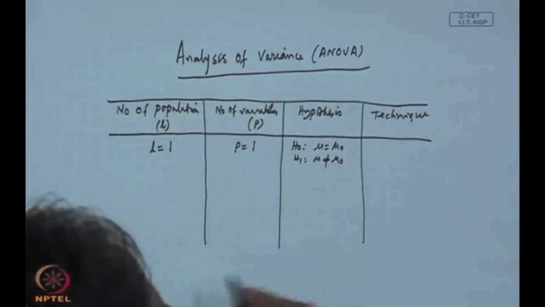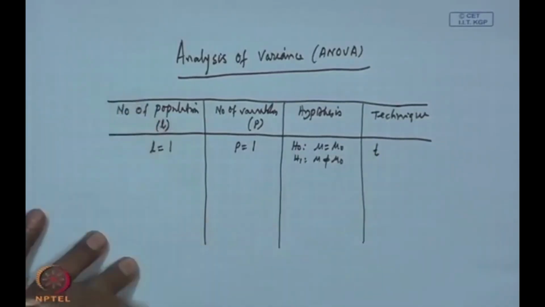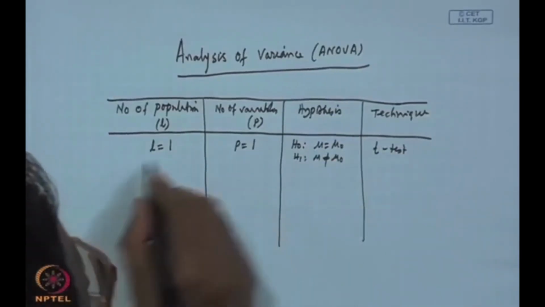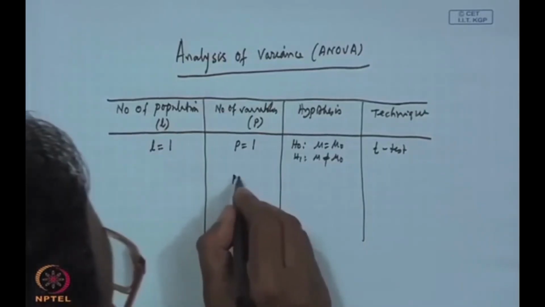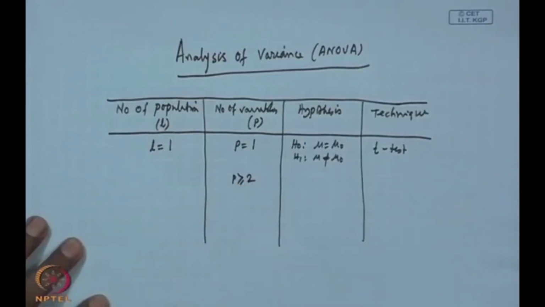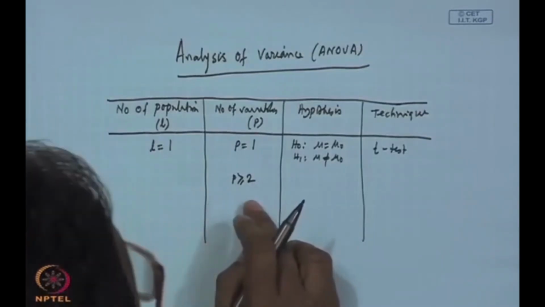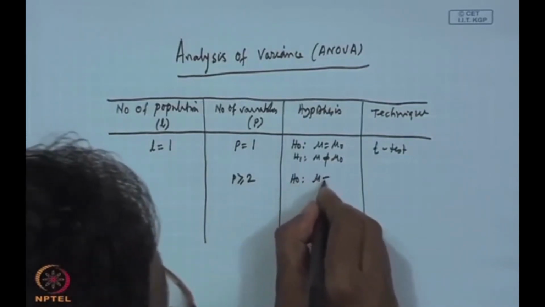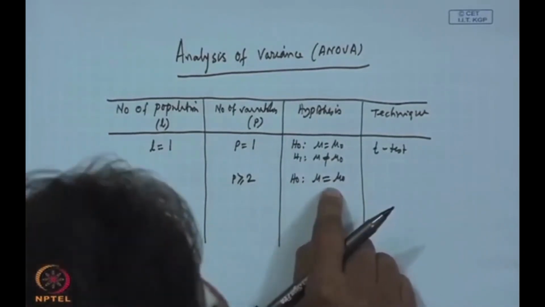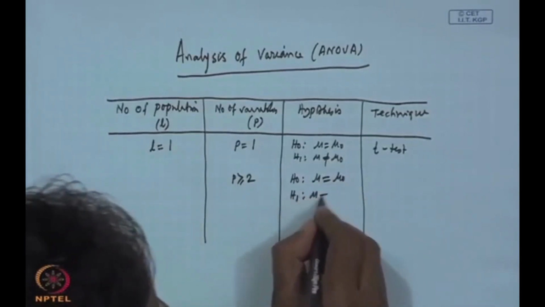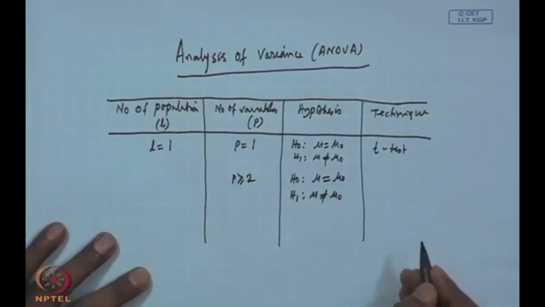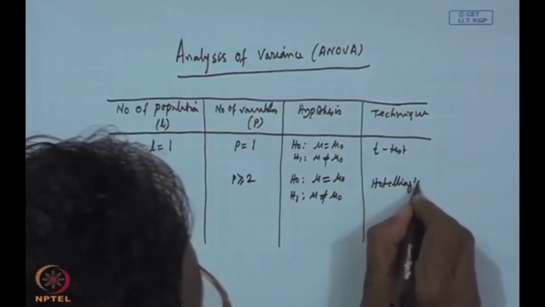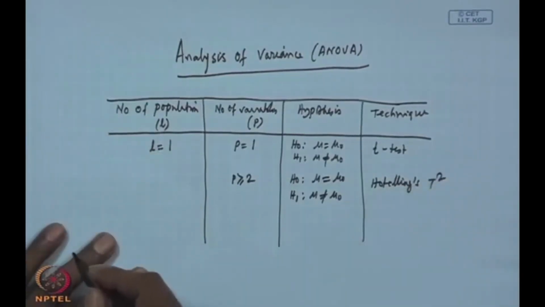Generally we test this, and for the small sample case we use the t test. We assume that the population is normal. Now, L can be 1 and P can be 2 or more, that is, a single population with two or more variables, and the hypothesis will again be H0: mu equal to mu 0, where mu is a vector quantity, and H1: mu not equal to mu 0. We use Hotelling's t square for hypothesis testing, again for the small sample case.